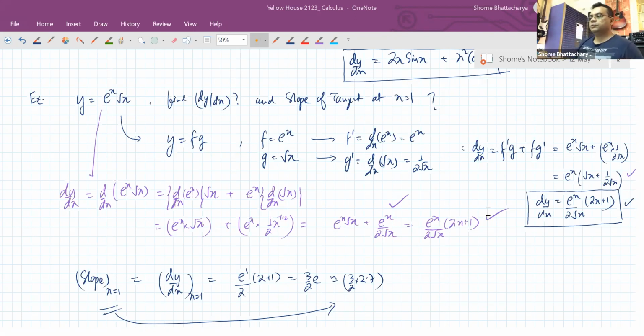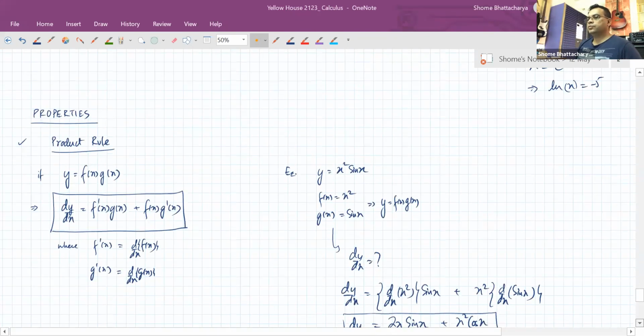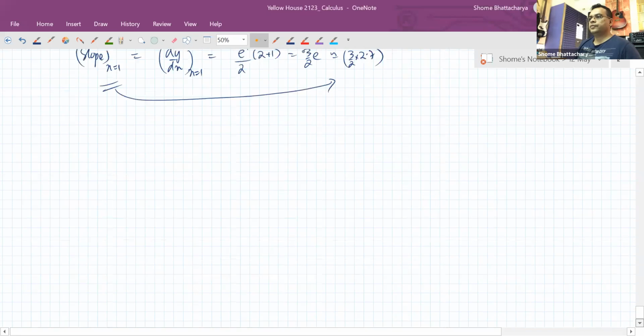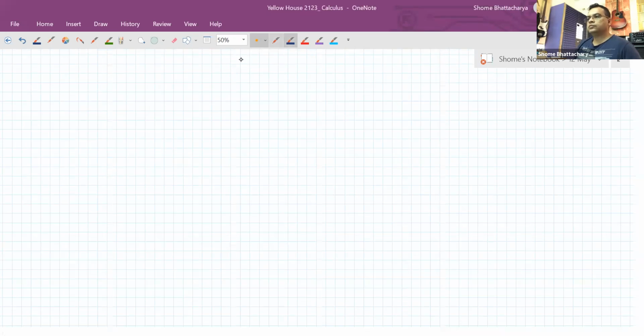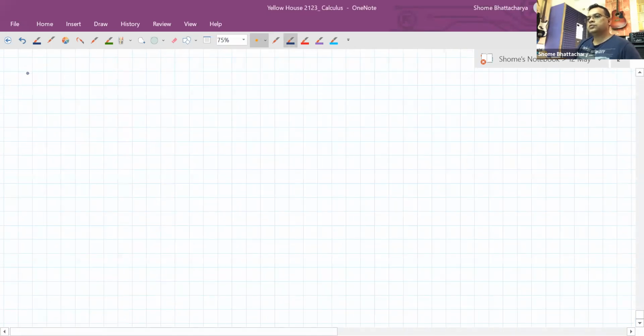Okay, so very good. People have got this. So this is about the property of the product rule. Okay. Now let's move on to what is called the quotient rule.